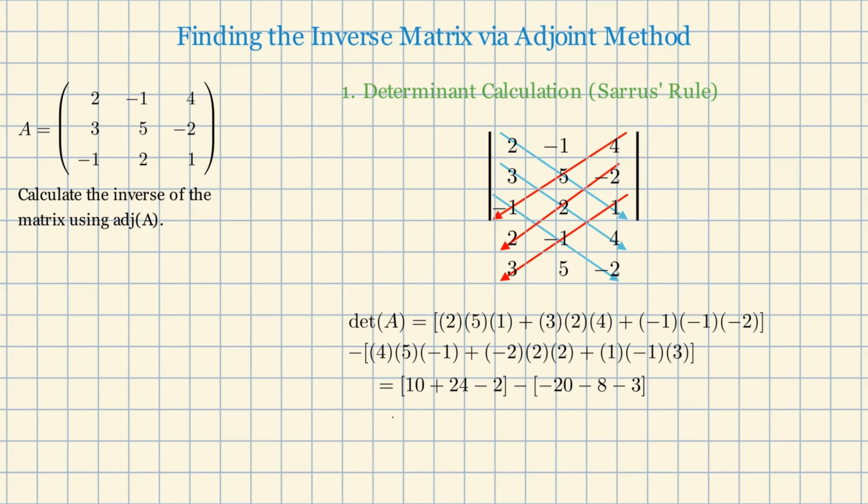When we do these operations, 10 plus 24 minus 2 minus negative 20 minus 8 minus 3. From here, 32 minus negative 31 equals 63. The result, which is 63, is the determinant.